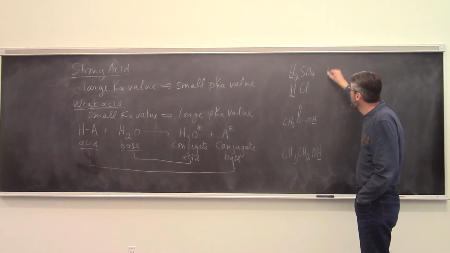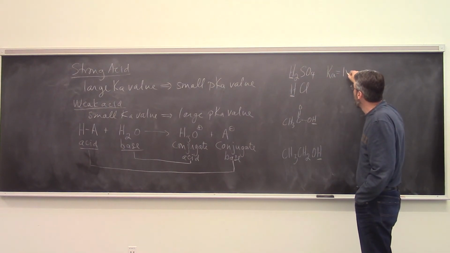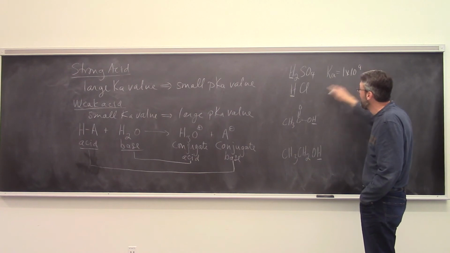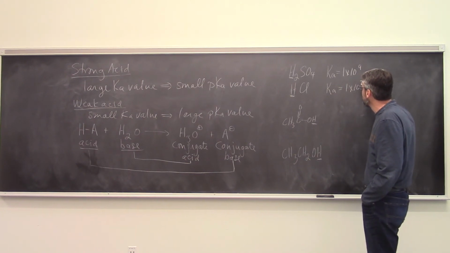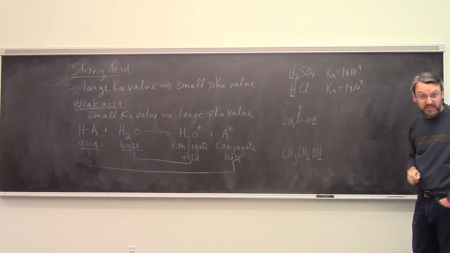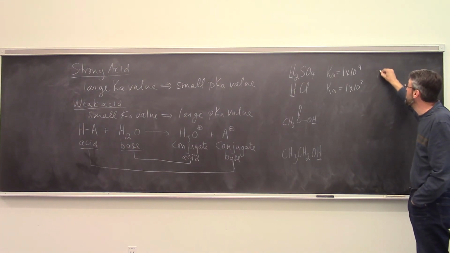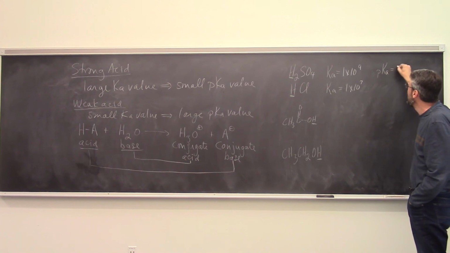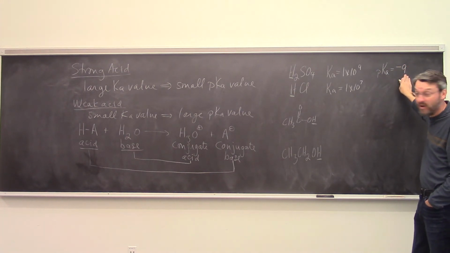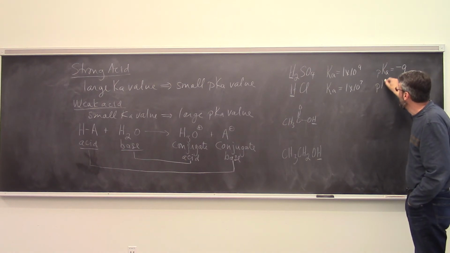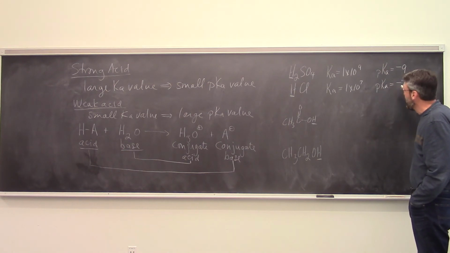So for sulfuric acid, Ka is 1 times 10 to the 9th. For HCl, it's 1 times 10 to the 7th. Very large numbers. So what this means is that the pKa for the top one is going to be -9, a very, very small number. That's a very strong acid. And the pKa for this one is -7.